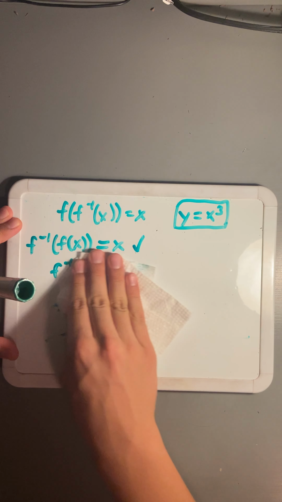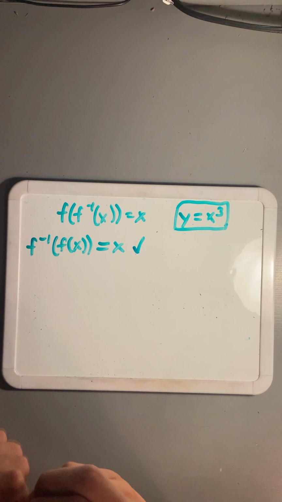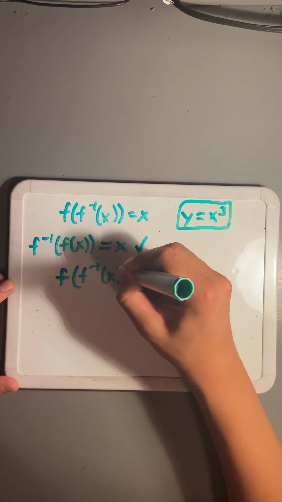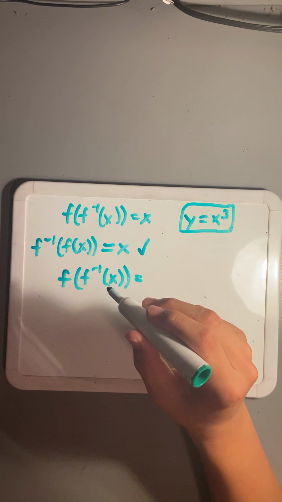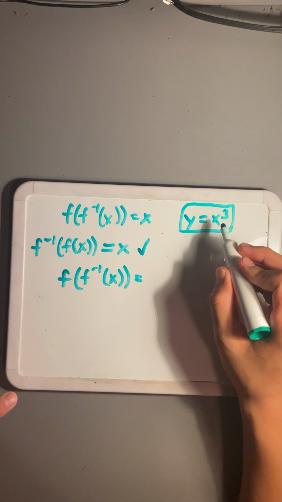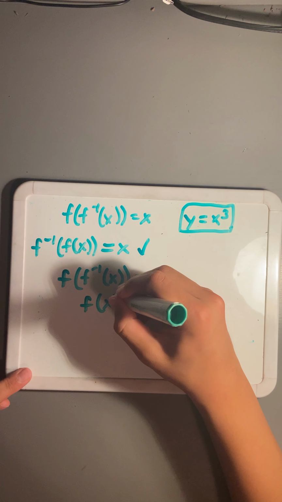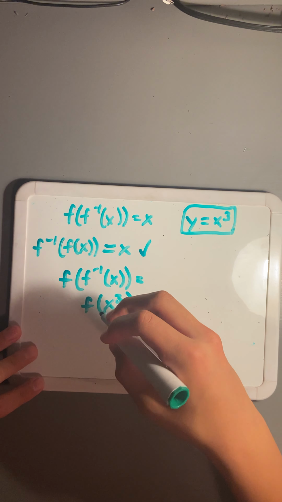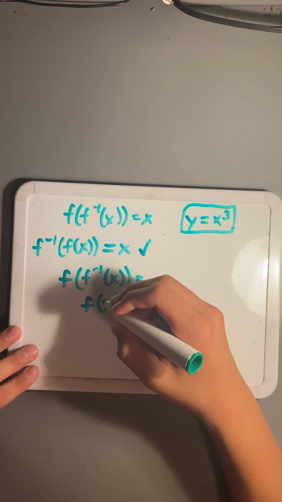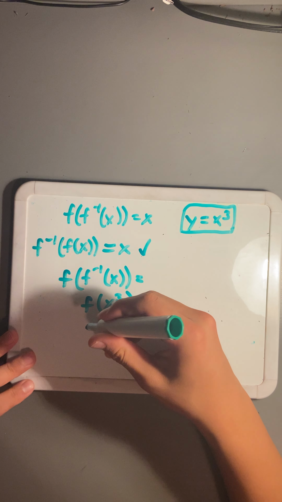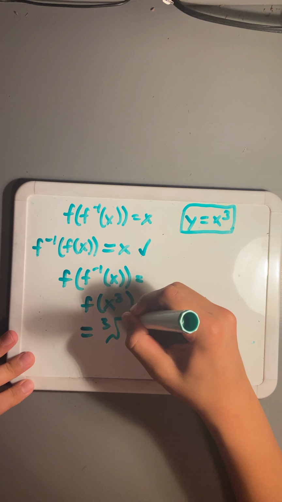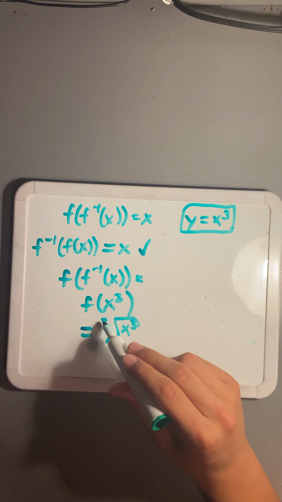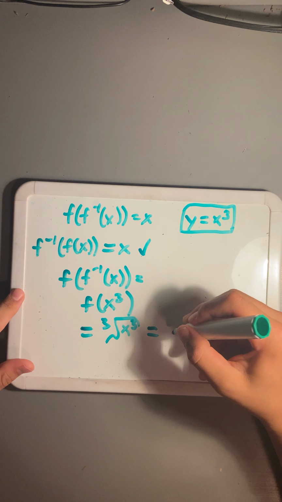How about this one? The inverse function we already proved is x cubed, so we can do this. And since our function is the cube root of x, then we can just put x cubed into the cube root of x, so this will equal, and pretty much like the last example, the 3's will cancel out, so you're just left with x.